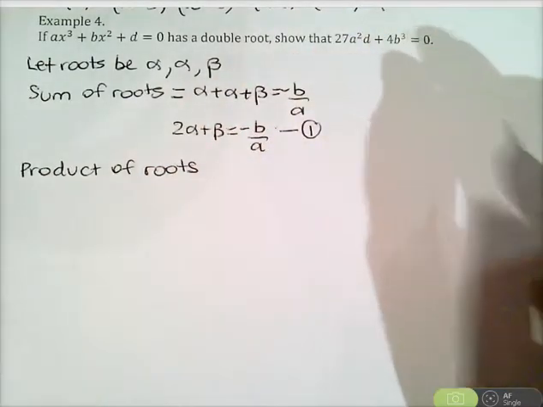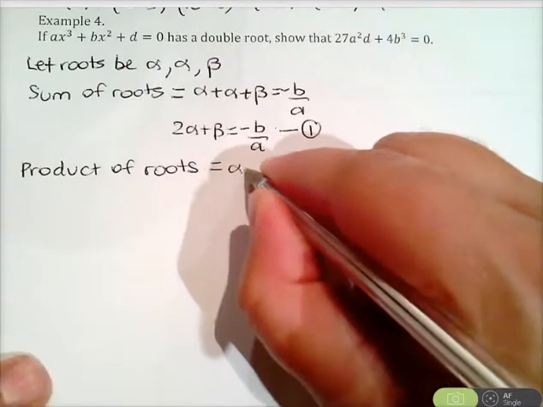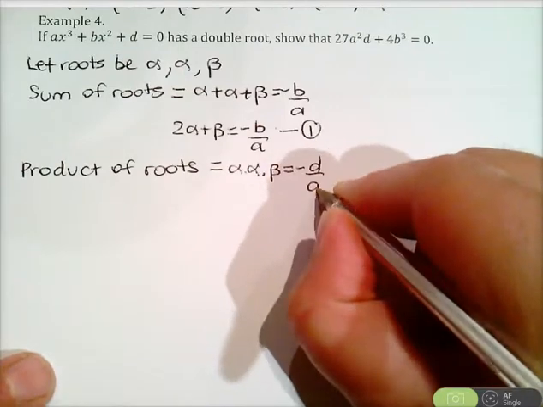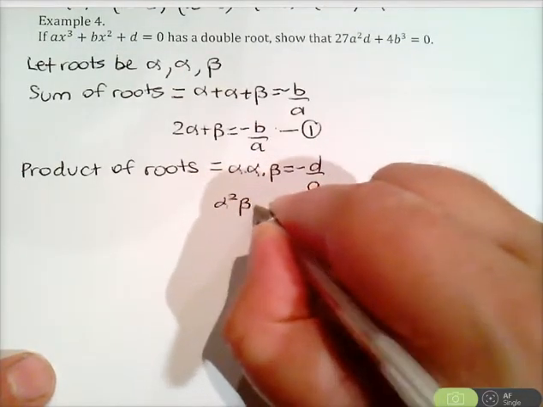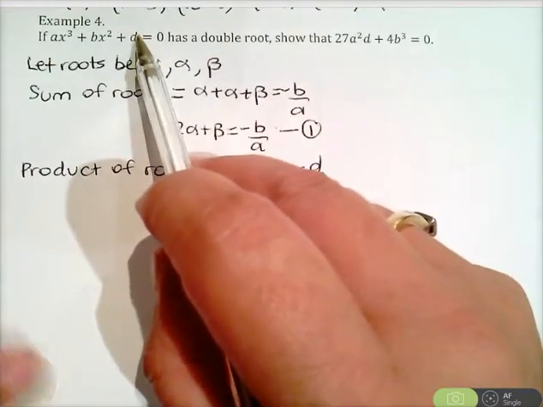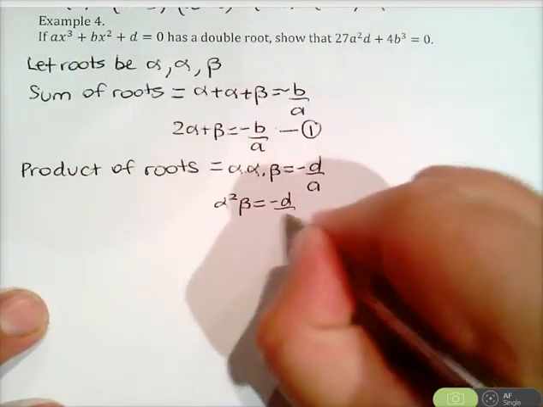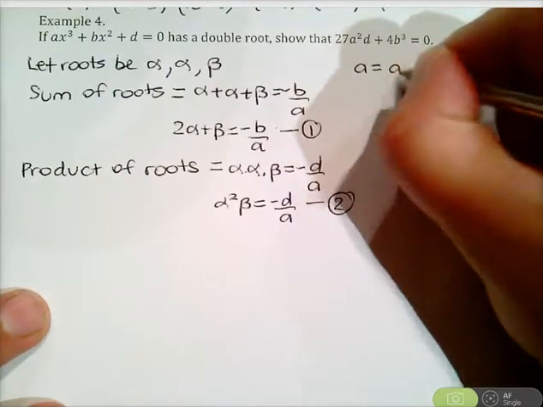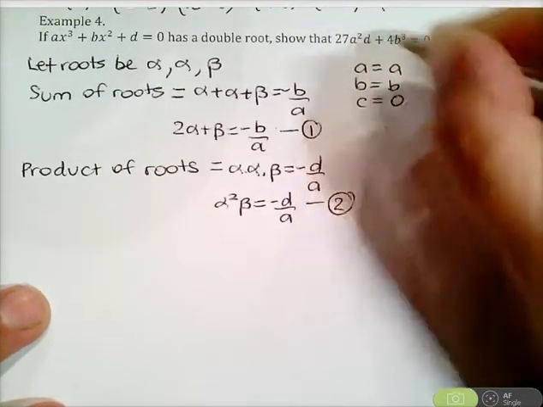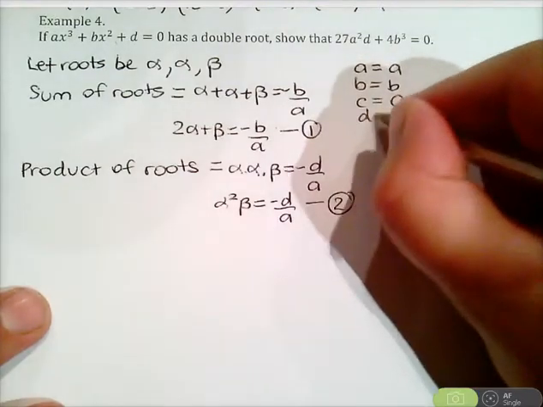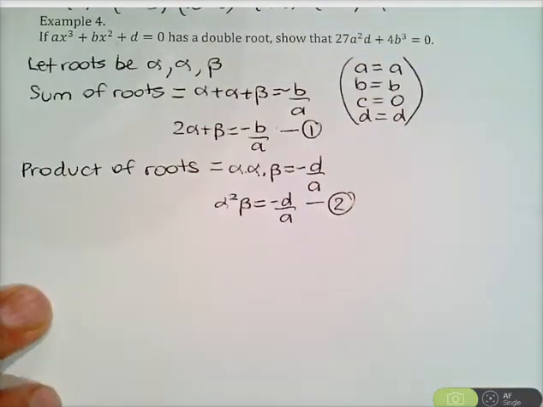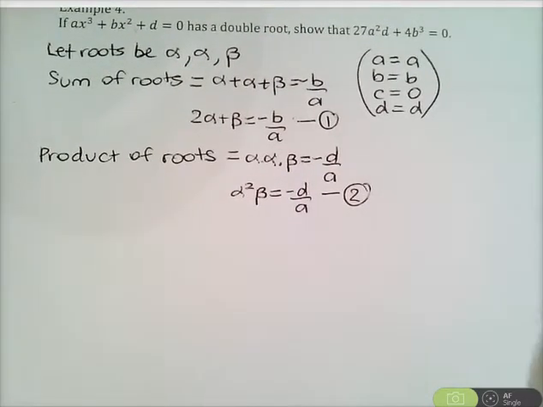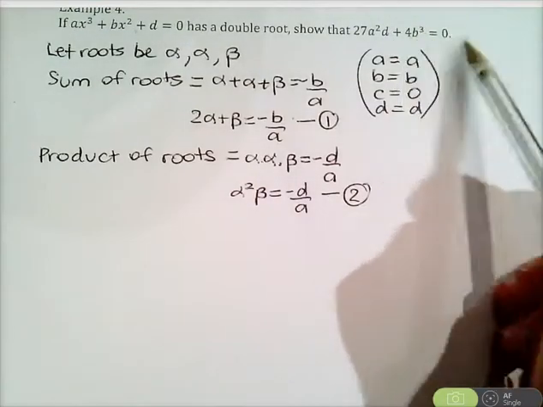So product of roots is alpha times alpha times beta, and that equals minus d on a. So we've got that alpha squared beta equals minus d on a, and again d is d, so it's minus d on a. So I'll call this equation 2. Now let's just look back at our original equation. We've got that a is a, b is b, c is 0 because there's no x term, and d is d. I'll just put that up there so that we don't lose track of that. Now, we still have to try and show that 27a squared d plus 4b cubed is 0.